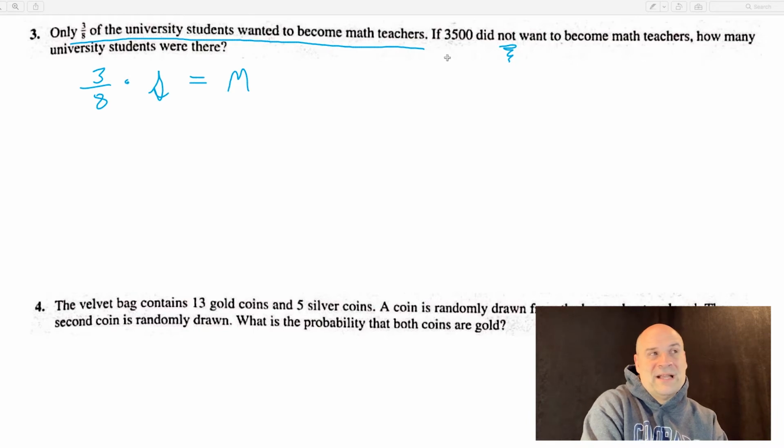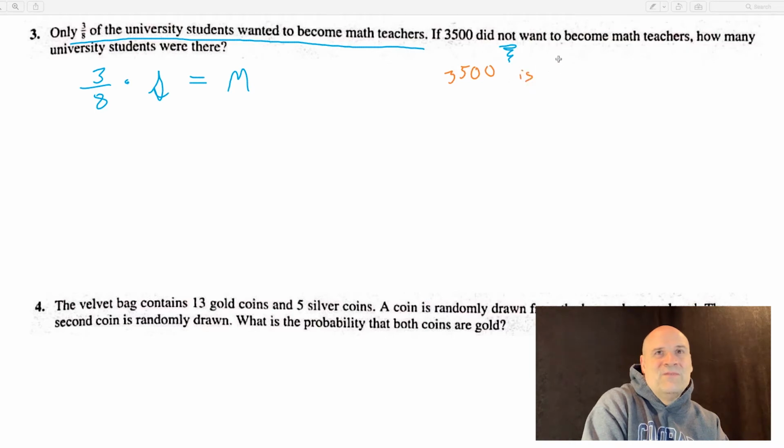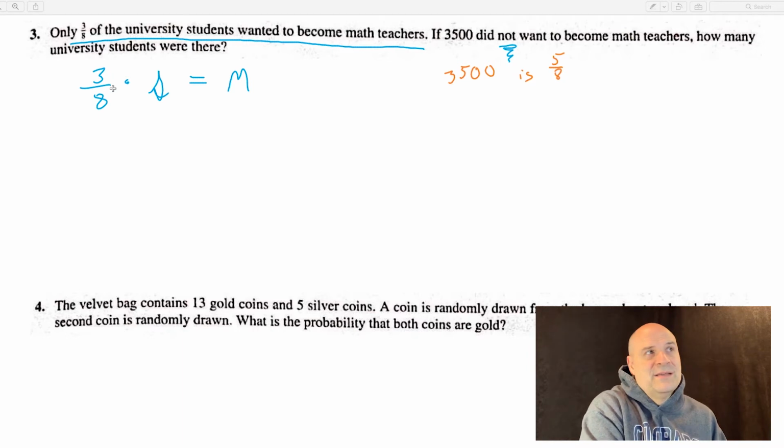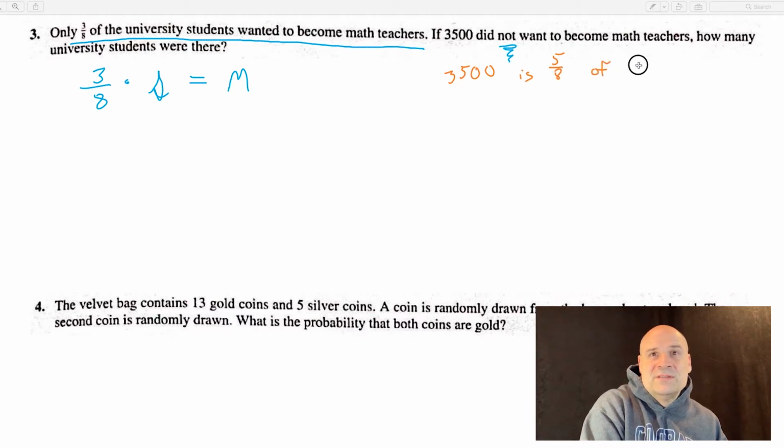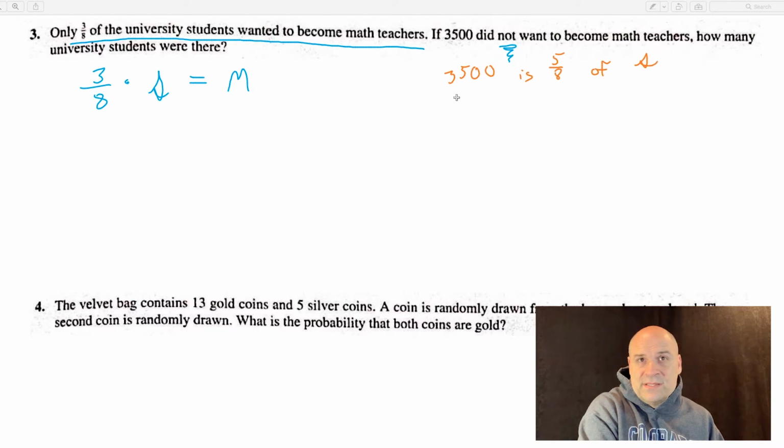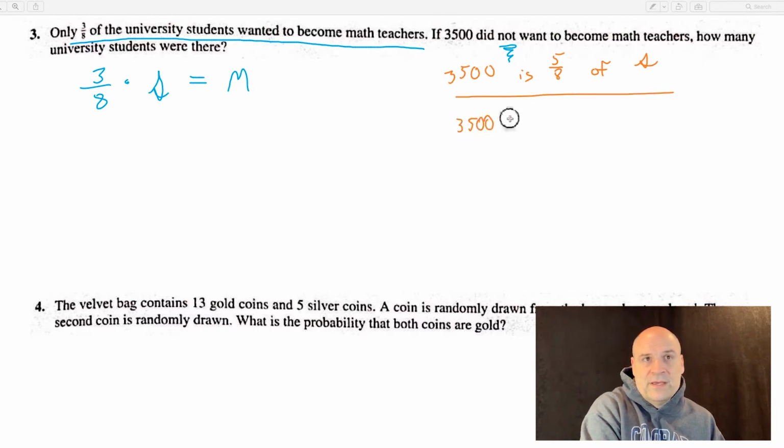Okay, so what fraction is that? So we can say that 3,500 is 5/8. You see how we got that? Well, if 3/8 wanted to become, then 5/8 did not want to become. Okay? 3,500 is 5/8 of the students, right? This is an equation. Let's translate that. 3,500 equals 5/8 of S.